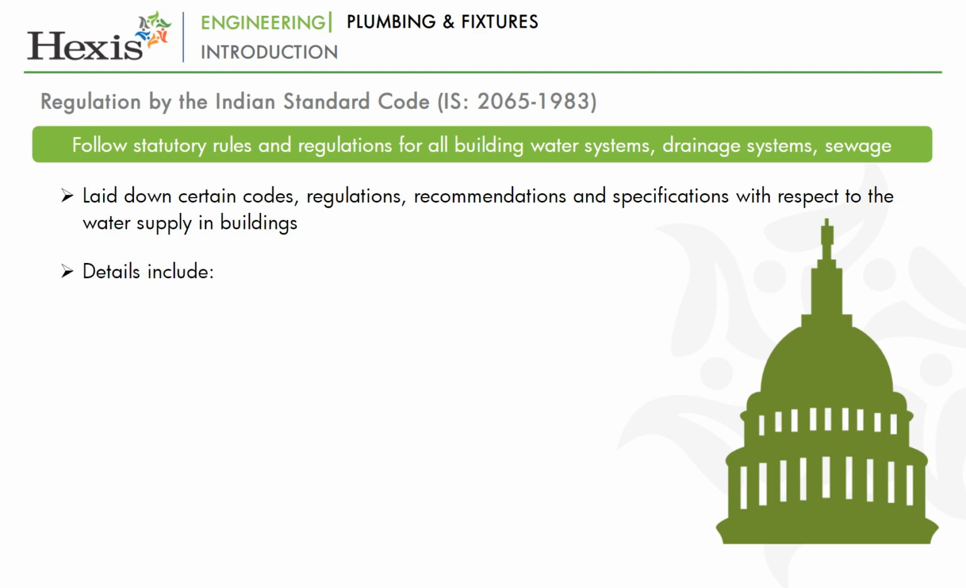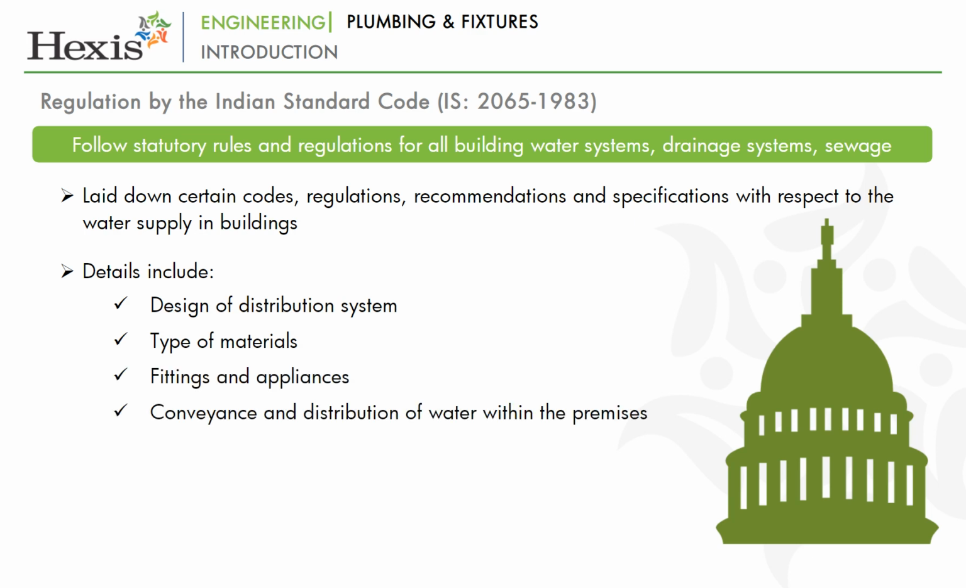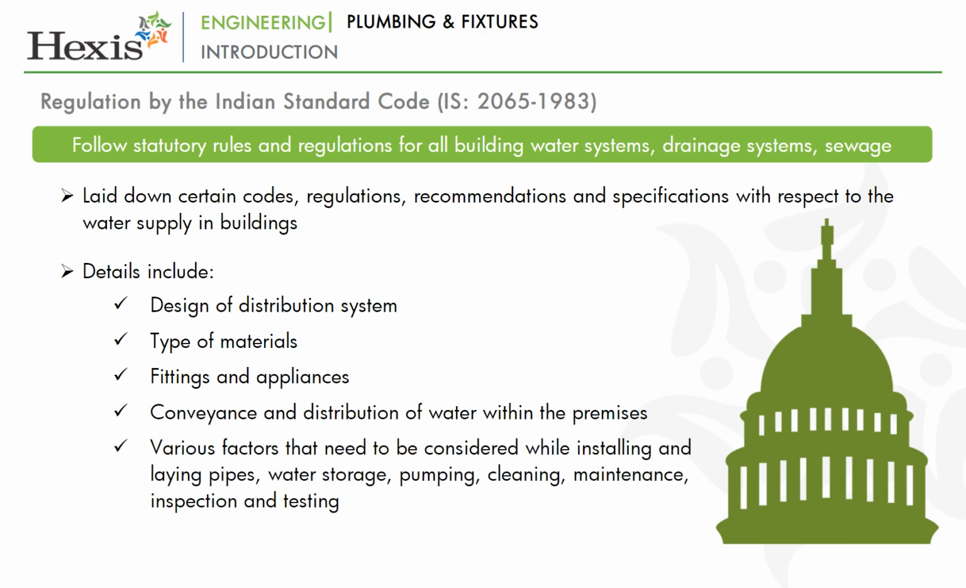The details specified within this document include various aspects like design of distribution system, types of materials, fittings and appliances, conveyance and distribution of water within the premises, various factors that need to be considered while installing and laying pipes, water storage, pumping, cleaning, maintenance, inspection and testing.